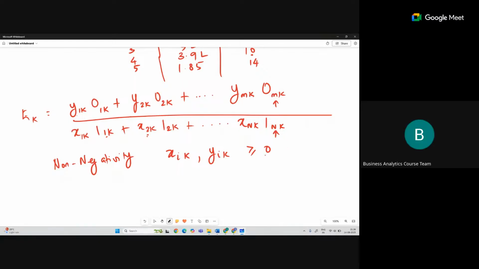For all I's and for all J's, not for all K's. Why? Not for all K's, because we are solving for K. Do you understand this? Why only K? Because we are solving for a particular DMU K. So you will not consider all K's, because you are solving for one K and then you are comparing to the other case. And what is complex about this?